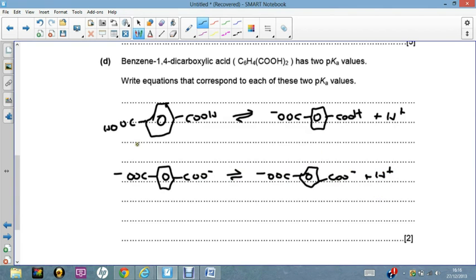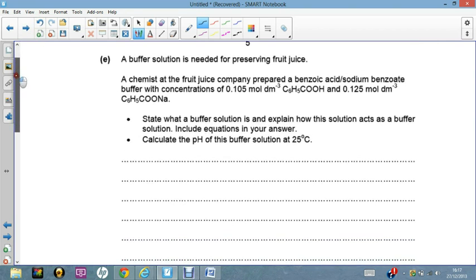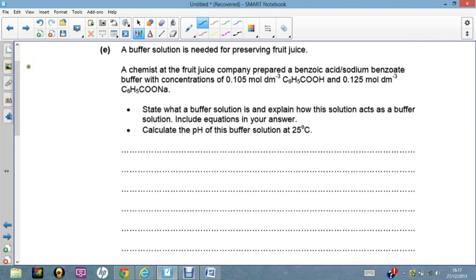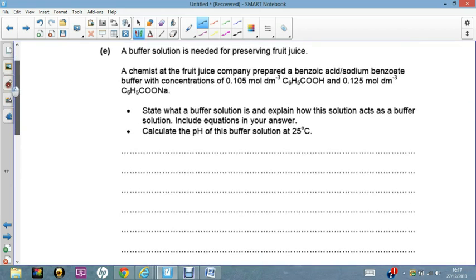Okay, 1 mark for each equation. And then finally part E, so this is a buffers question, it's out of 9. It can be quite off-putting to look at because of all the lines and the large number of marks that go with it. However, it's actually quite a nice question. So we're going to start off with, state what a buffer solution is.